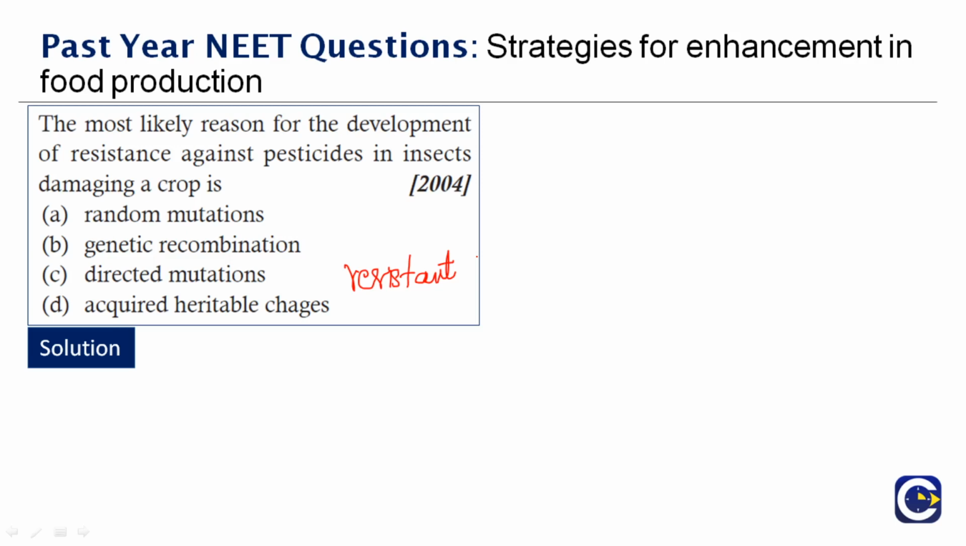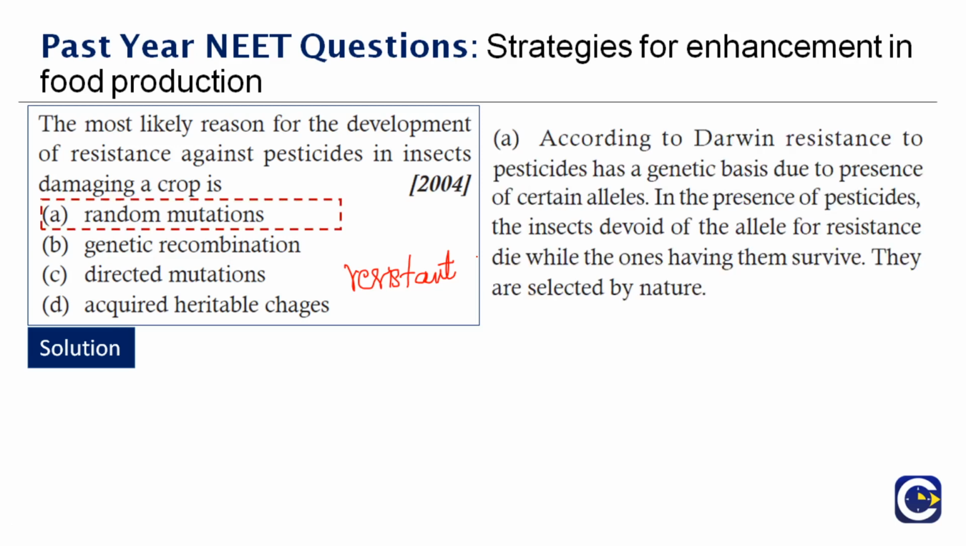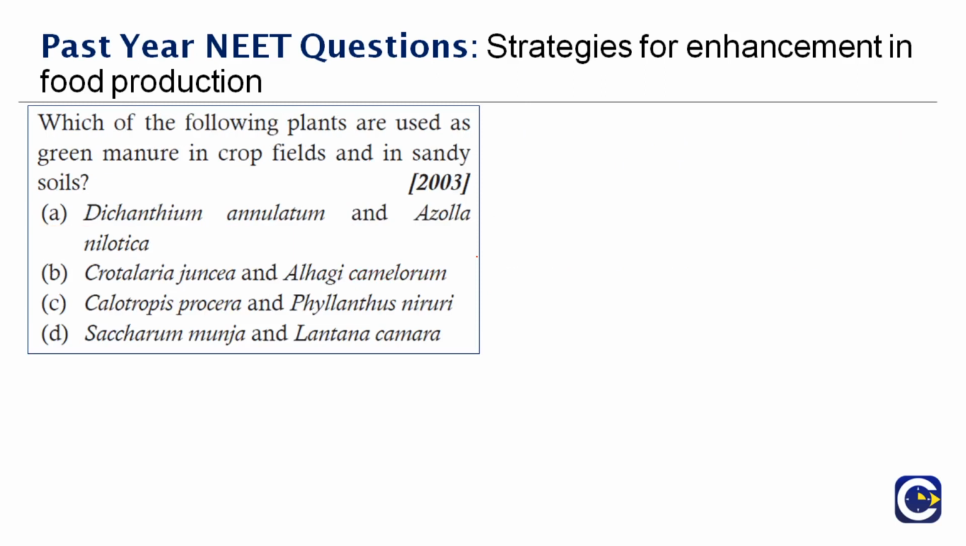Okay, according to Darwin, resistance to pesticides has a genetic basis due to the presence of certain alleles. In the presence of pesticides, the insects devoid of the allele for resistance die, while the ones having it survive. They are selected by nature. Therefore, the most likely reason for the development of resistance against pesticides in insects damaging a crop is random mutations.